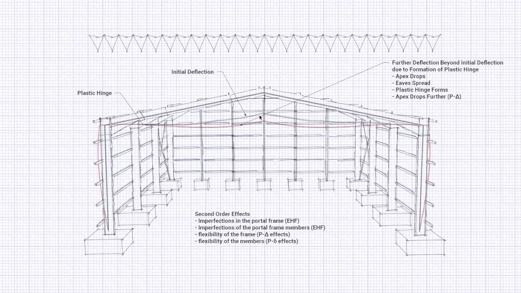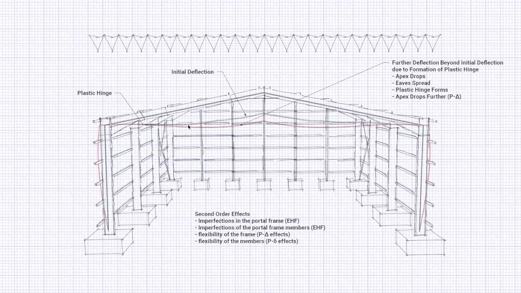Second order effects include those due to imperfections in the portal frame, where we use equivalent horizontal forces, which we mentioned earlier, and imperfections of the portal frame members, again using equivalent horizontal forces. And then we've got flexibility of the frame, which is P delta effects, and then flexibility of the actual members is P small delta effects, and I'll show you that in the next slide as well.